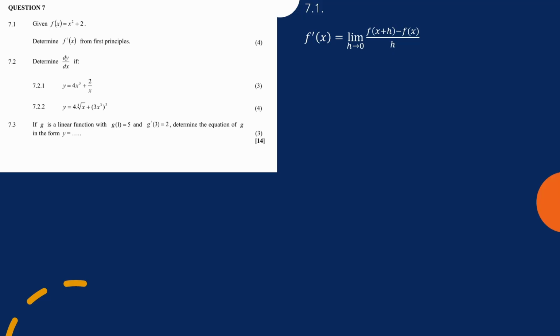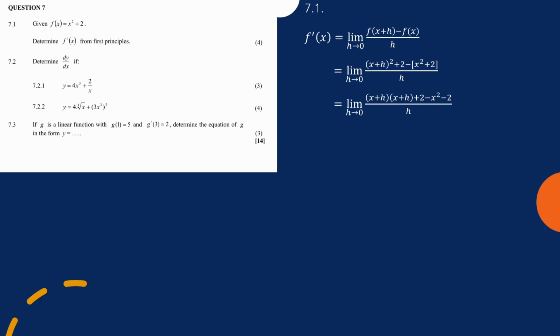Now, in my formula, wherever I see f of x plus h, I go to my function. Where there's x, I substitute in x plus h. And then for f of x, where I see f of x, I leave it as it is because that is f of x. Doing that, I will have x plus h squared plus 2 minus f of x, which is x squared plus 2, all divided by h.